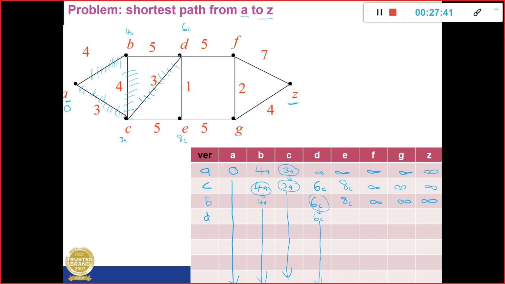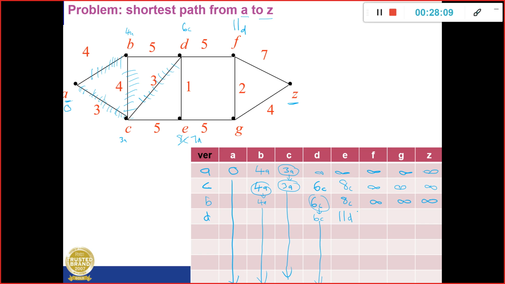6, D is adjacent to F. 6 plus 5 is 11D. So you put here 11D. And then D is only F. DE is 6 plus 1, 7. 7 is lower than 8, so you remove 8. So you put 6, 7D.